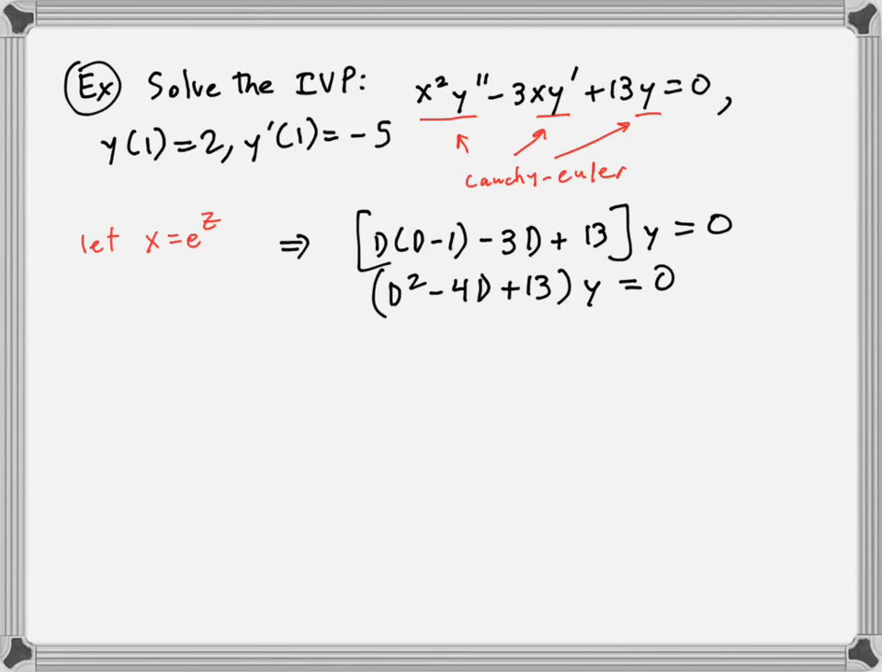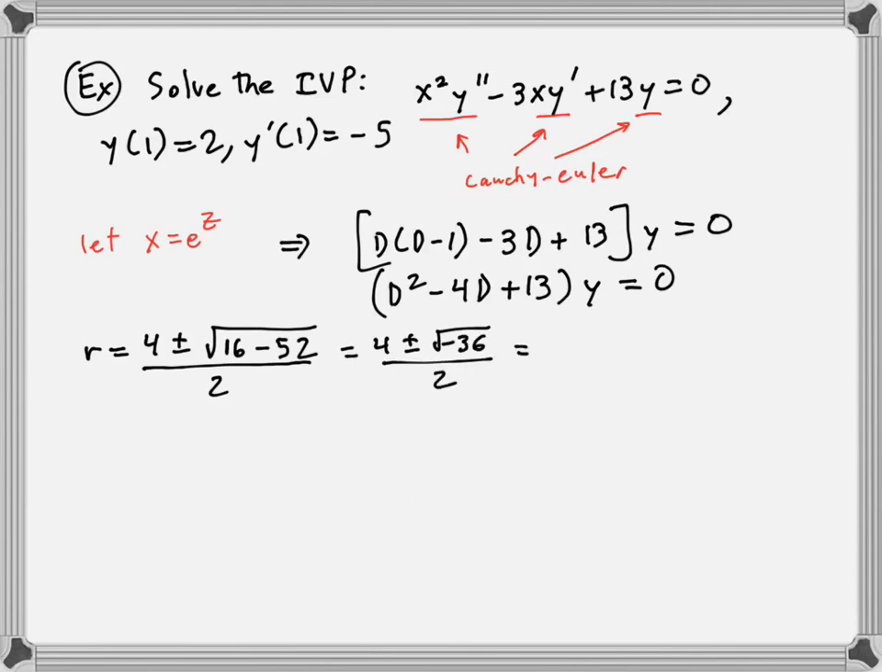Okay. Now we need to go ahead and solve. We have to use the quadratic formula because that thing does not factor. So it's going to be 4 plus or minus the square root of b squared minus 4ac. So that's going to be 16 minus 52, all over 2. 16 minus 52 is negative 36. So this is 4 plus or minus root negative 36 all over 2, which is 4 plus or minus 6i over 2, which is 2 plus or minus 3i.